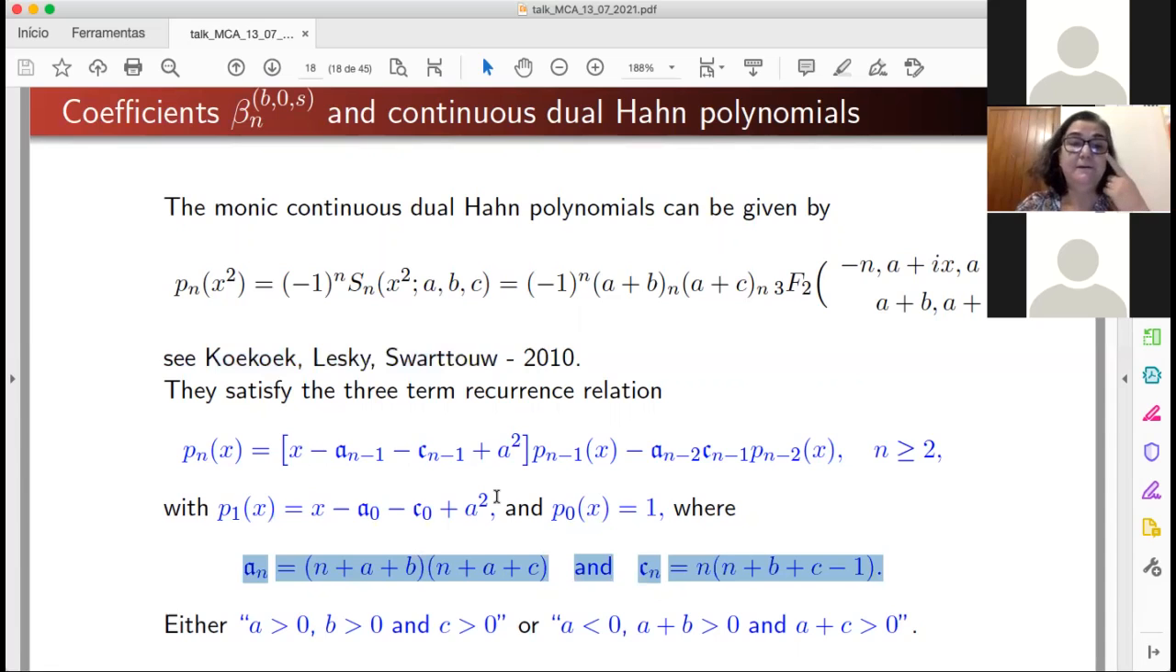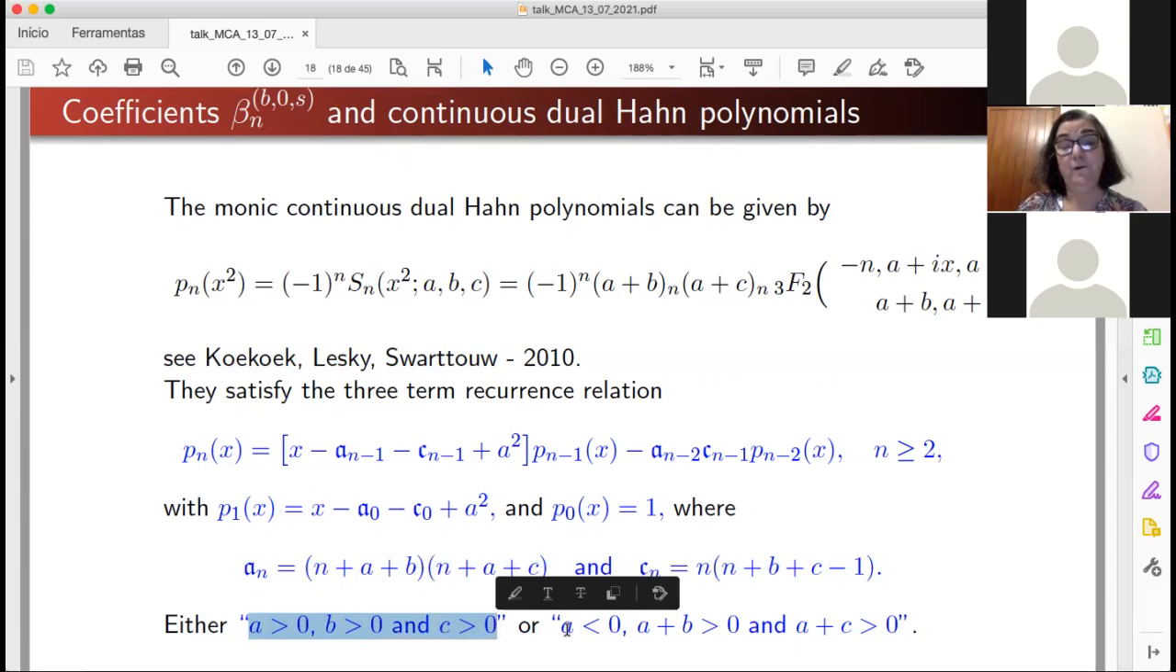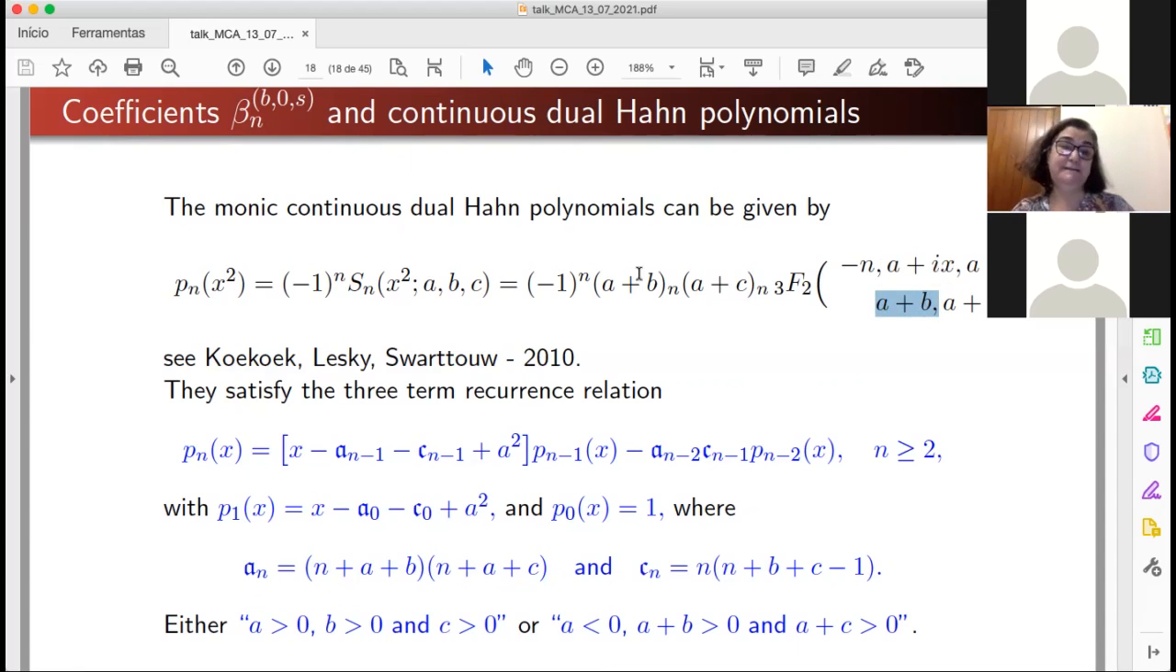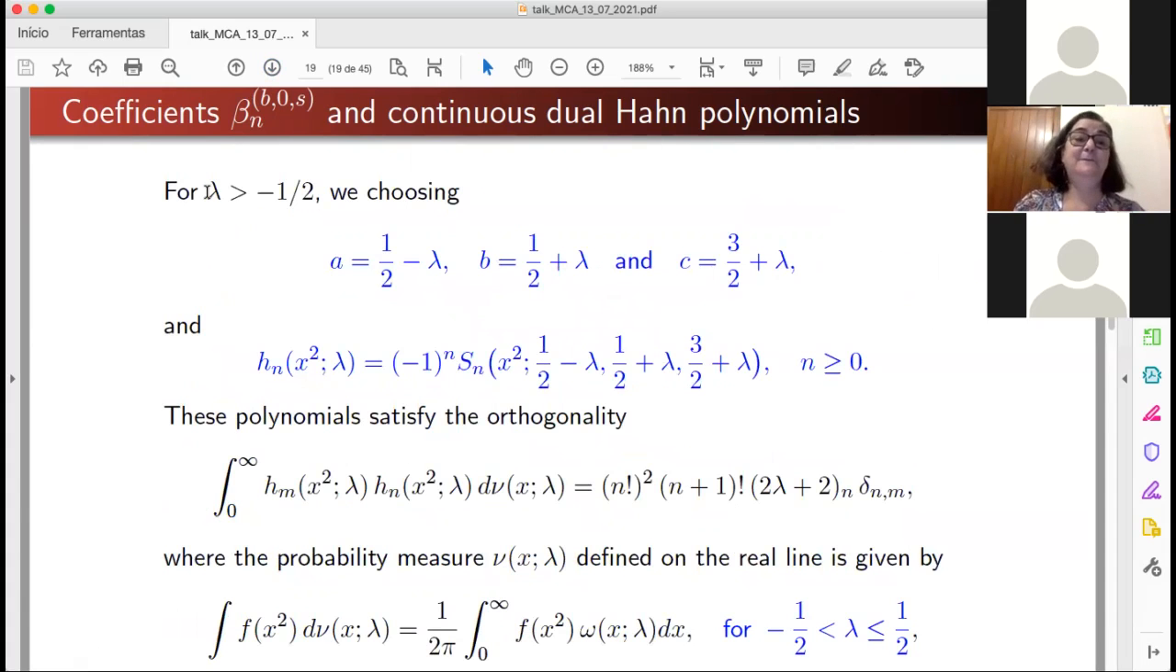For the continuous dual Hahn polynomials, either A, B, C should be all positive, or A can be negative, but then A plus B and A plus C have to be positive. So we have three parameters here. We make this choice. Remember that our Sobolev polynomials depend on lambda, that's greater than minus half. Then we choose the parameters in the continuous dual Hahn polynomial as: A is half minus lambda, B is half plus lambda, and C is 3/2 plus lambda. So we just change the notation here.